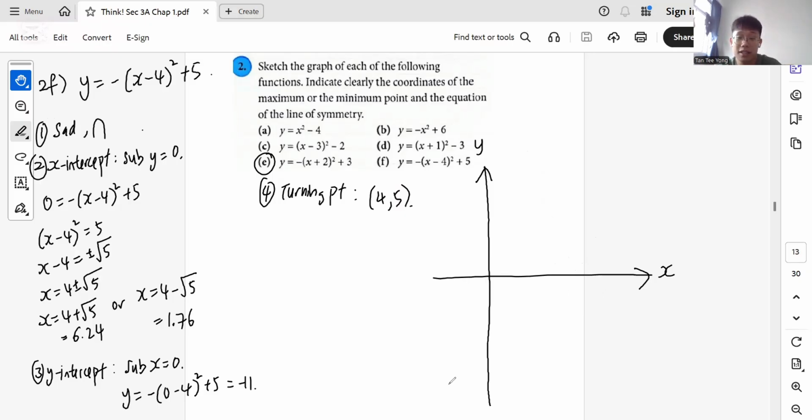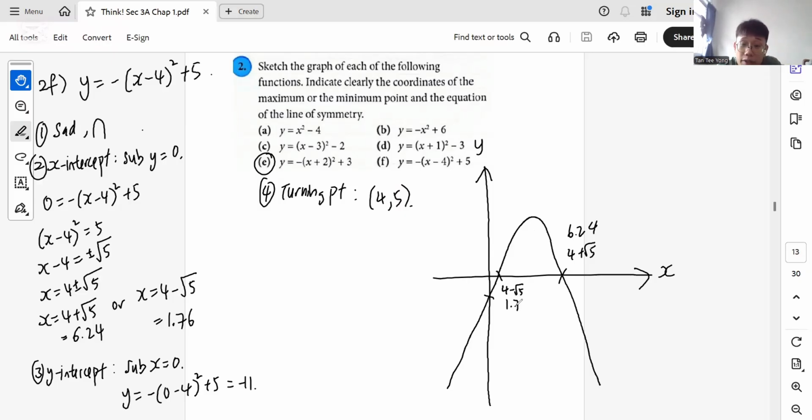Very hard to draw on the tablet. Okay, something like that. So, sad face, fine. X-intercepts 6.24 and 1.76. This one is 4 plus root 5, or you can write 6.24. This one here is 4 minus square root 5, or 1.76 also can.